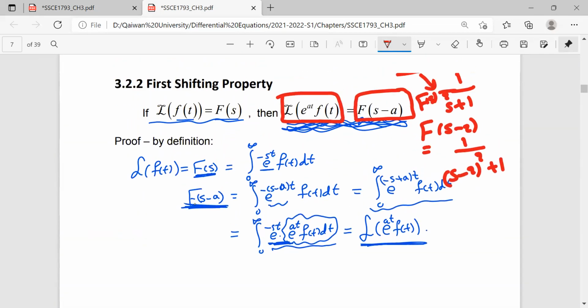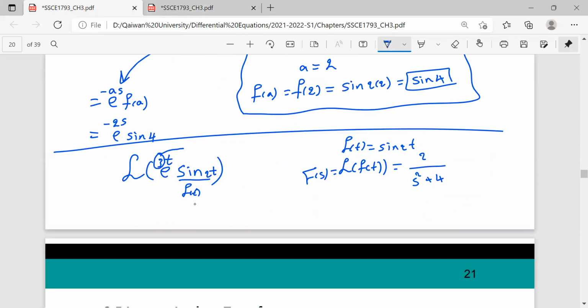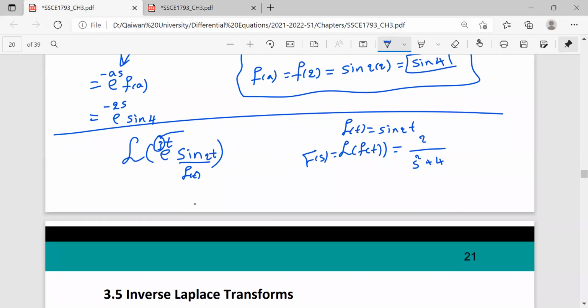Multiplication. That's it. It's f of s minus s. We say f of s minus 3 equals 2 over s minus 3 squared plus 4. Okay, that means this Laplace transform equals 2 over s minus 3 squared plus 4. Okay, how about the Laplace transform for this function, of s?